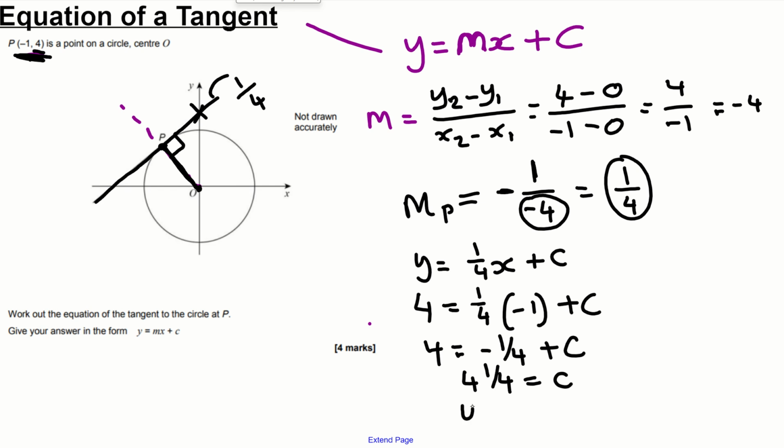You then have your final answer of y equals 1 quarter x plus 4 and a quarter. And you have given your answer there.